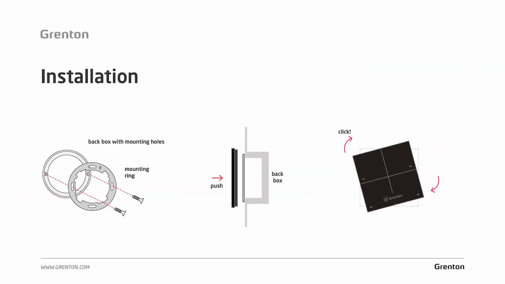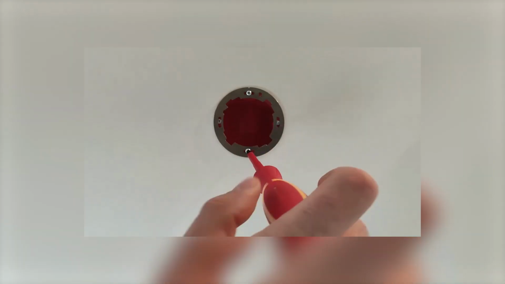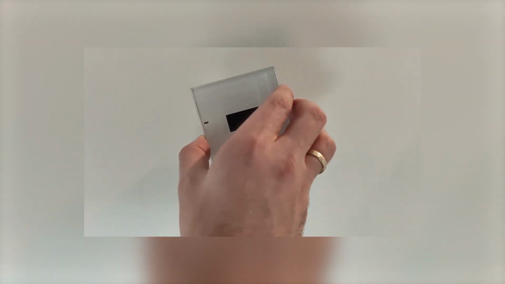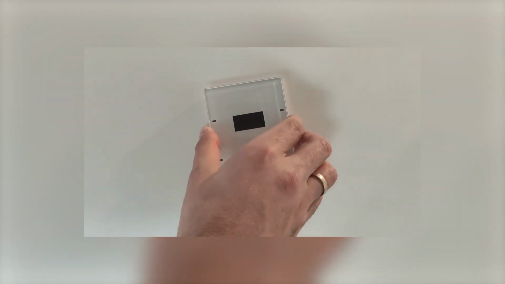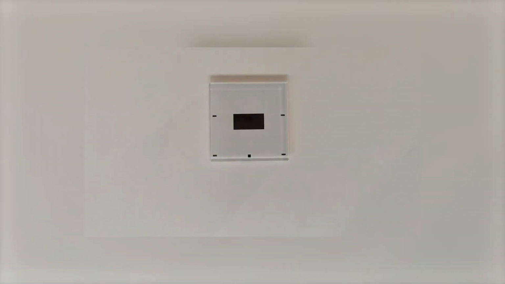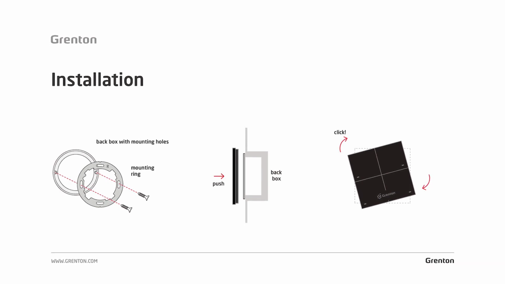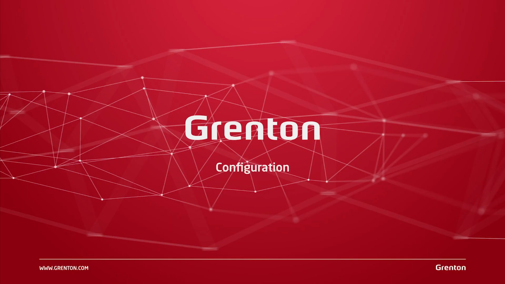Mounting the Grenton Smart Panel touch panels on the wall is also very simple and intuitive. A ring is screwed onto the can. Then, after inserting the touch panel into it, turn it clockwise. After hearing a click, the panel is firmly seated in our electrical box, and we can start using it.